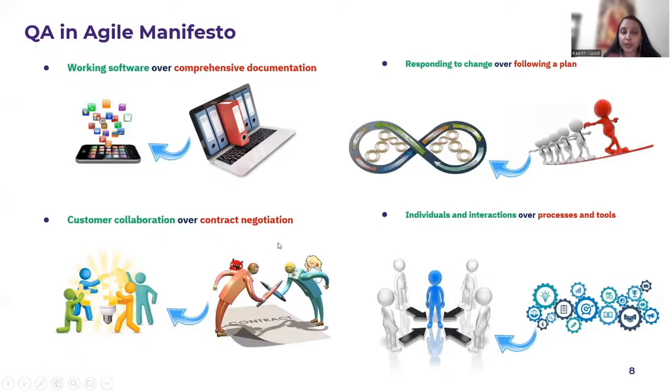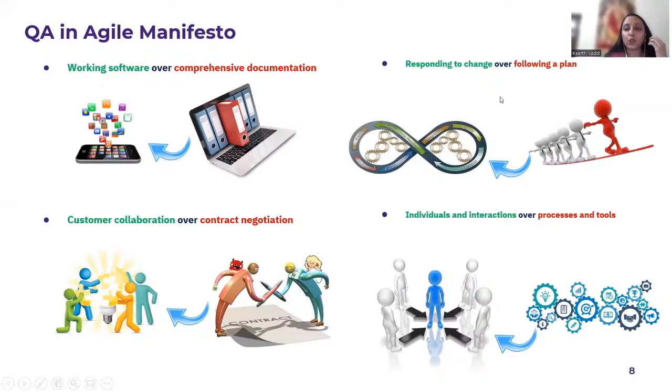Customer collaboration over contract negotiation. QA and Agile mainly focus on collaboration, not on contracts. So consider that you have to collaborate with your end customer as a partner instead of as a business person. You have to work with them as a partner by asking a few questions, like what level of quality they are expecting, what level of non-functional requirements they need, and what type of testing we have to do there. Ask more questions and take the right approach to testing for your customer.